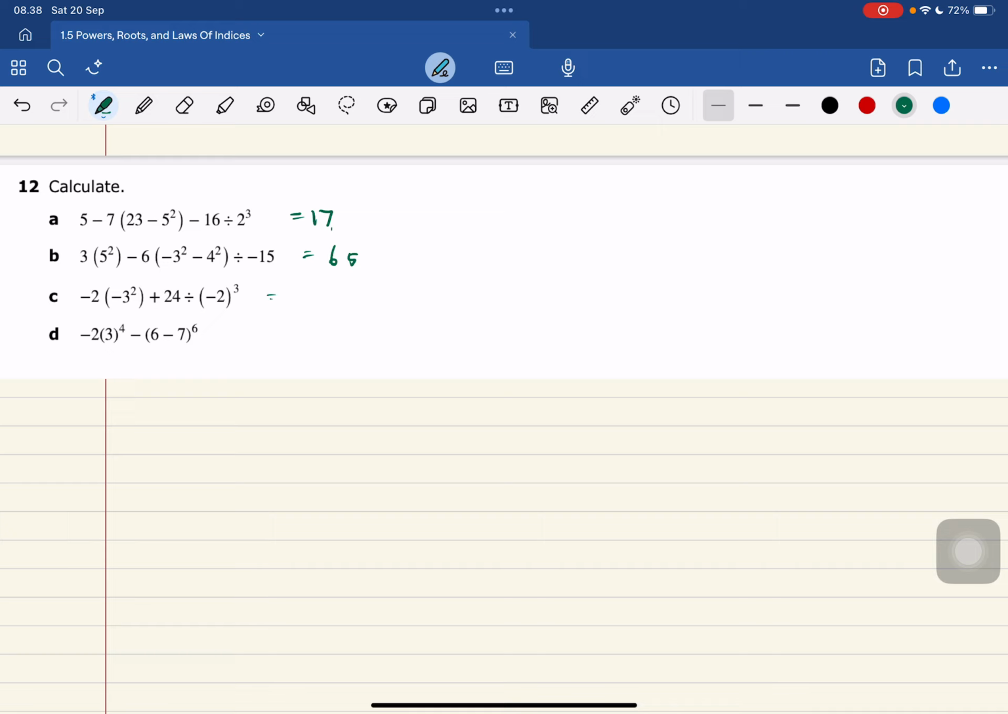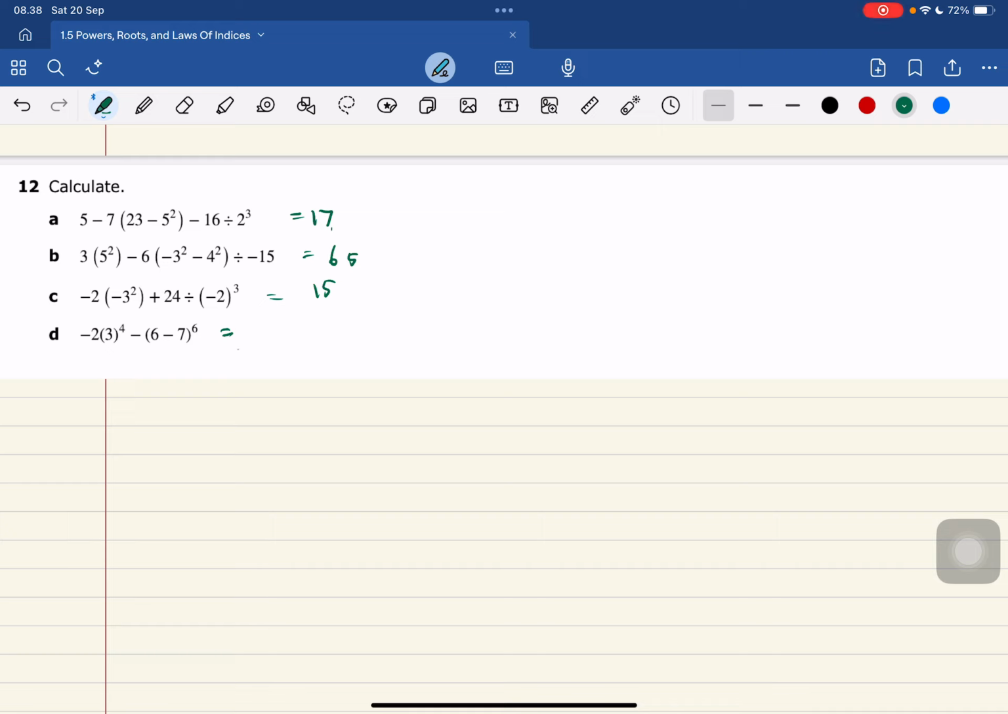Next for C, you may use your calculator. Minus 2, and then we minus 3 squared. After minus 3 squared is plus 24, divided by minus 2, and then cubed. So it's going to be 15.